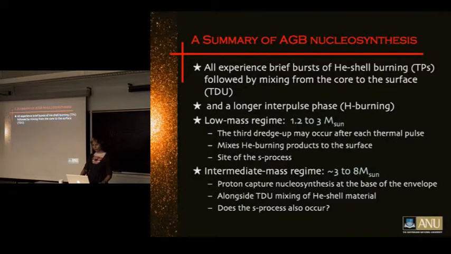So just a summary of AGB nucleosynthesis: you have these brief bursts of helium shell burning, followed by mixing from the core to the envelope, and a longer interpulse phase, which is essentially just hydrogen burning. That's providing most of the luminosity.